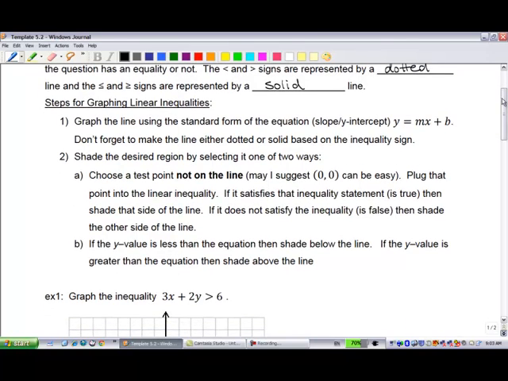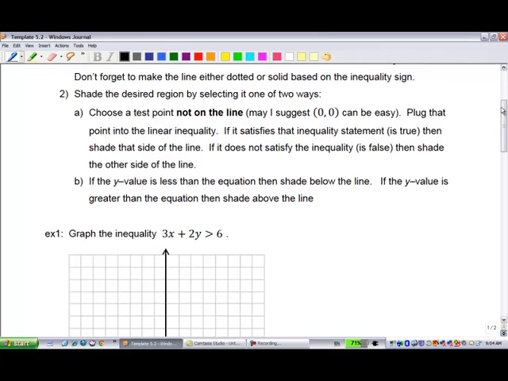So, steps for graphing linear inequalities, very basics. We're going to graph the line using the standard form of the equation, and standard form for a line is slope y-intercept, or y equals mx plus b. Now make sure that you don't forget to make the line either dotted or solid based on the inequality sign. What we're going to do is maybe just graph it regularly, and you can erase it if you want to make it dotted, or just draw it dotted from the get-go.